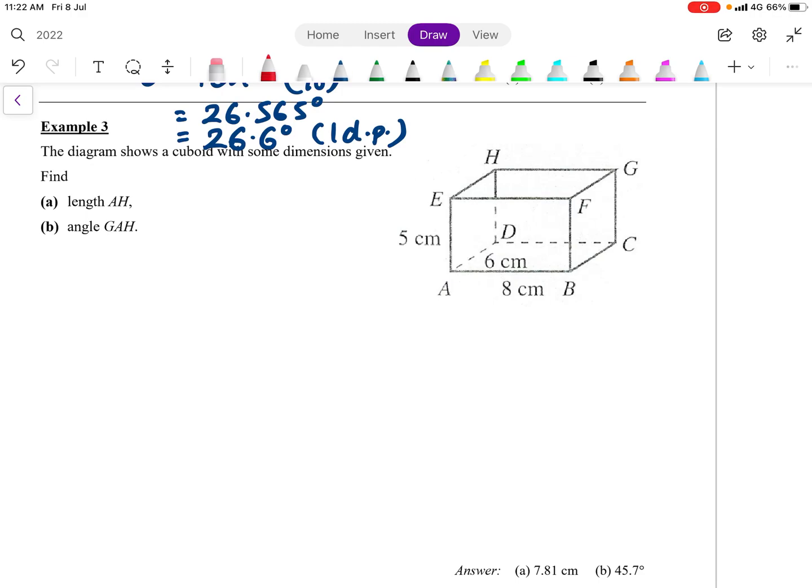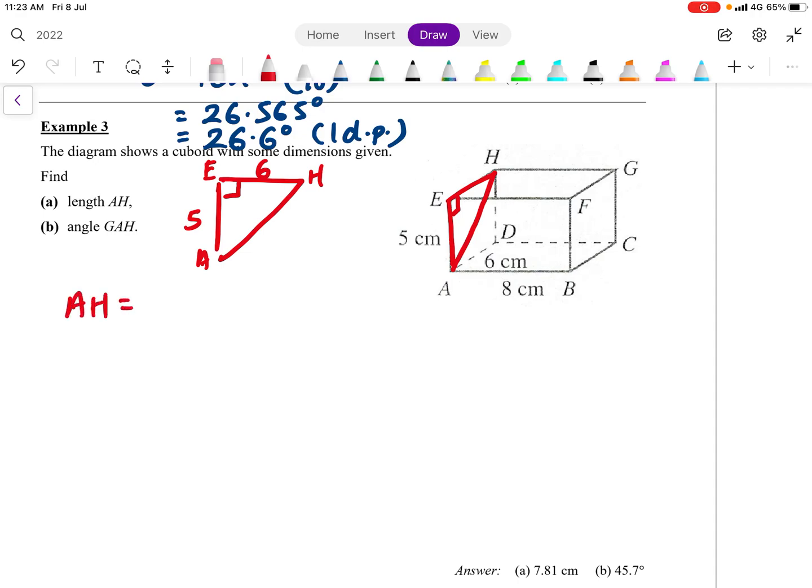I want AH. Let me draw AH first. AH is here. What information do I have? I have the 5 cm, I have the 6 cm. Oh, okay. Maybe I'll focus on EAH. How about that? EAH. Then this is a 90 degree. So let me draw out EAH. Because I know the height is 5, this is 6. So I can apply Pythagoras theorem.